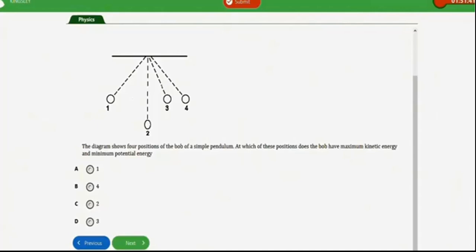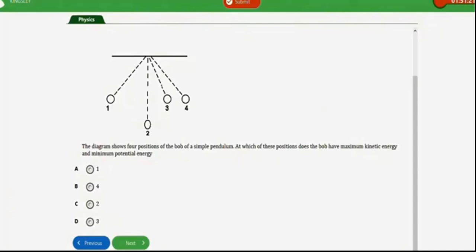The first question I have here says, the diagram shows 4 positions of the bulb of a simple pendulum. At which of these positions does the bulb have maximum kinetic energy and minimum potential energy? Alright, so guys, take note of this particular question. I have often seen it repeated.